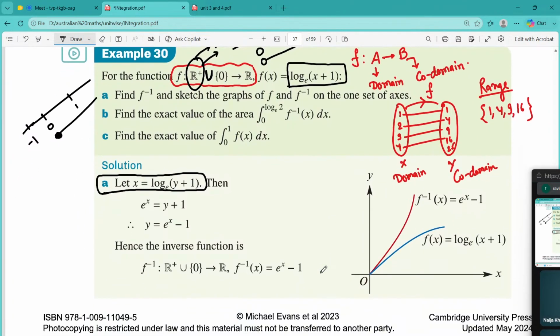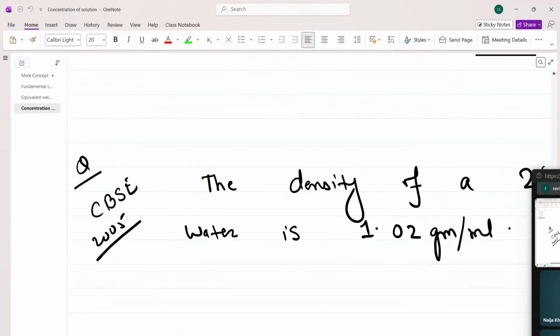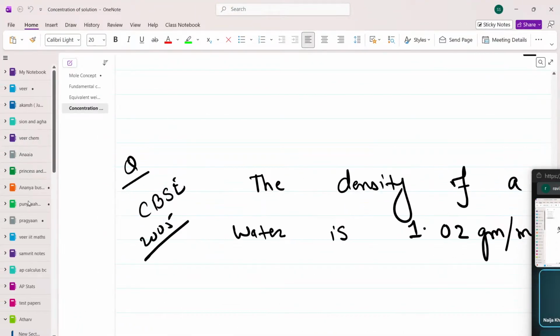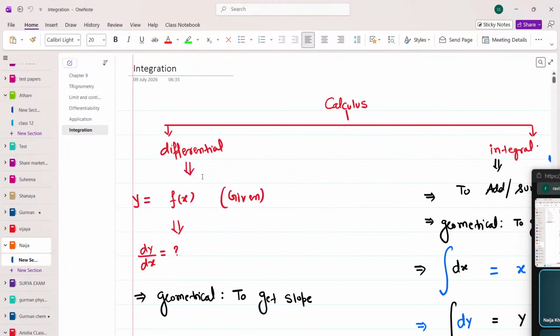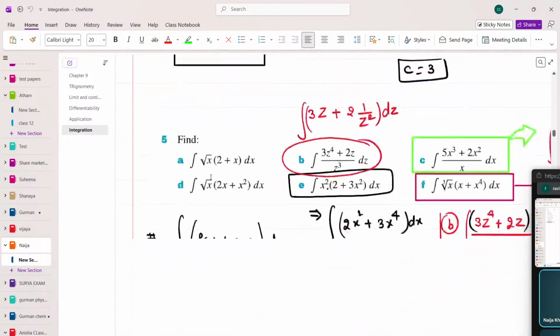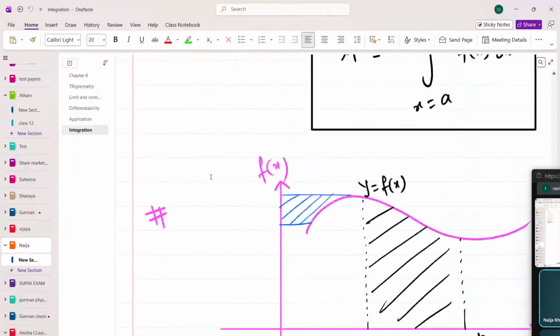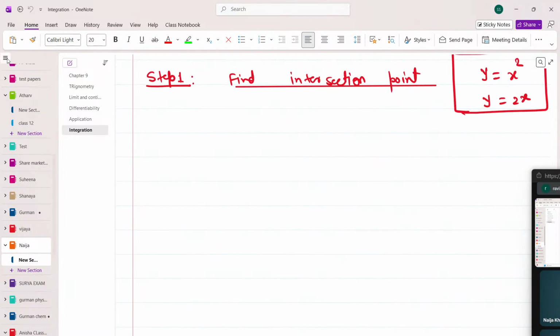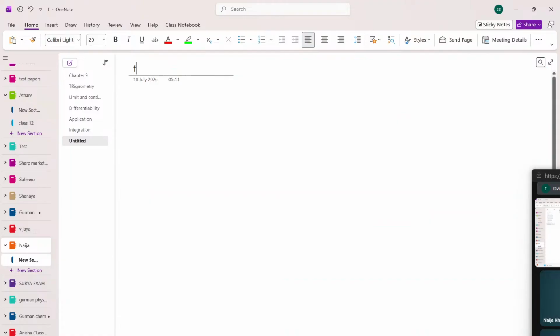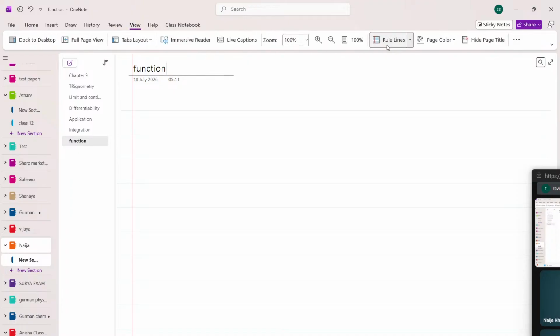Wait. So okay. Do you revise from this PDF, from this material? Yeah. Okay. So let me give you some extra concept of function. So I have created this separate list. You can revise it.